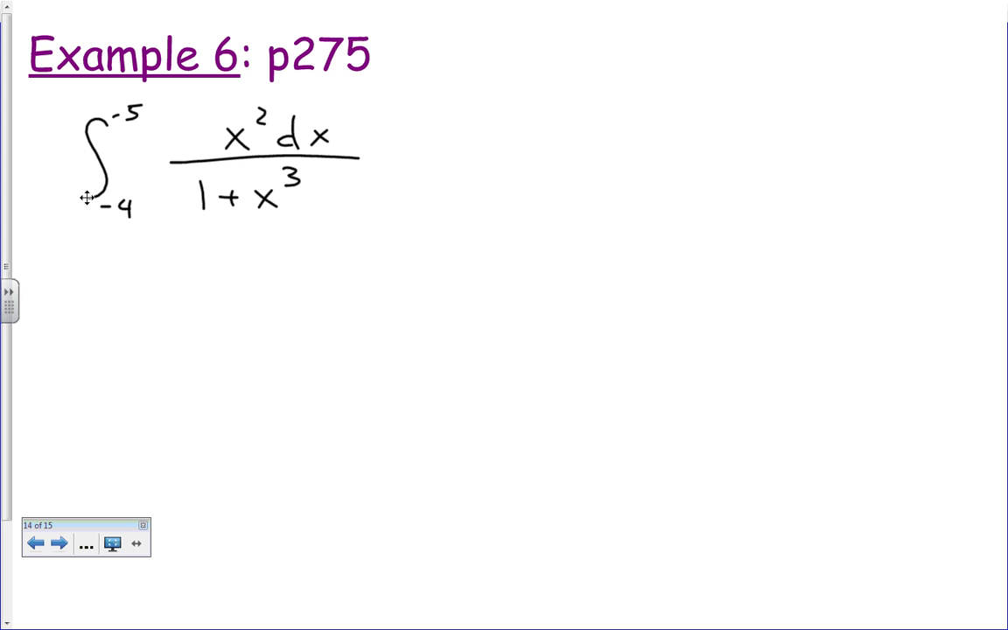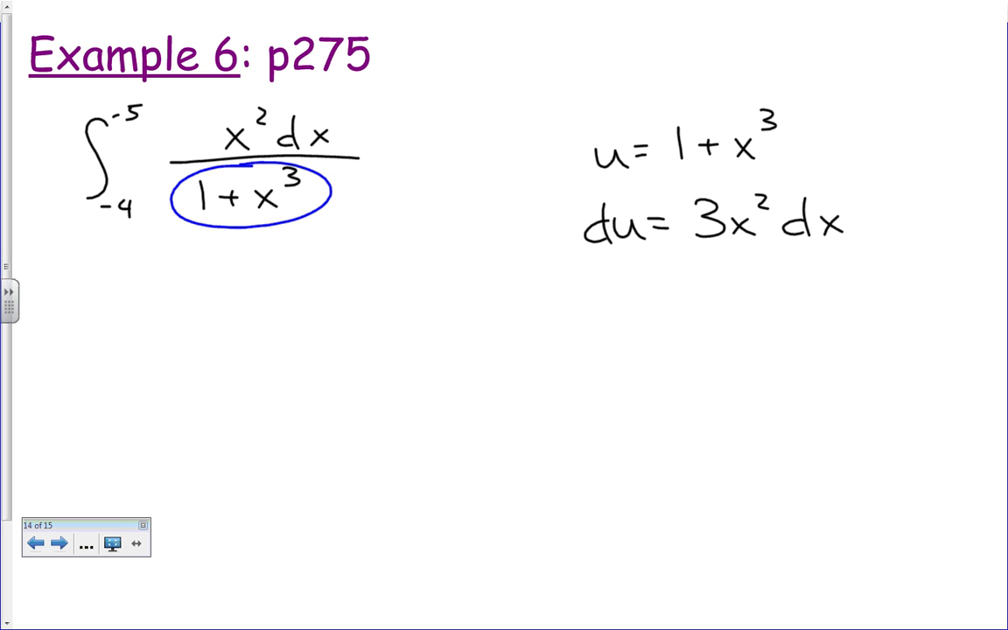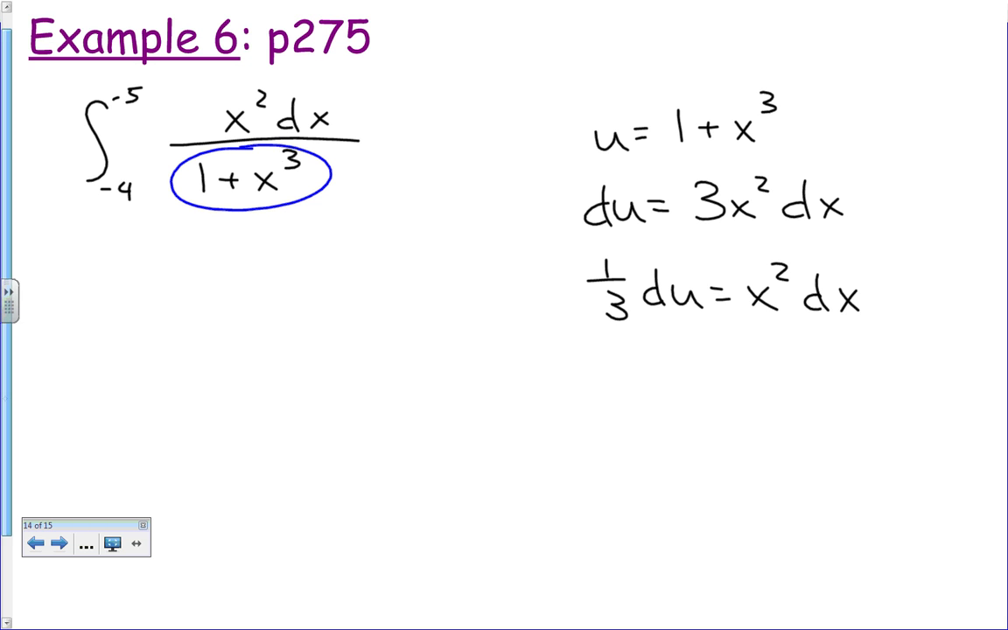I'm going to use a u substitution again. And using the fact that we know the antiderivative of a reciprocal function, now we look at the denominator as being the choice for u. That's technically still the inside function of that reciprocal function. So we have u is equal to 1 plus x cubed. So du is equal to the derivative of that, which is 3x squared times our differential of x. And you can see in my numerator I have an x squared dx. I just don't want the 3, so I'll move it to the other side. 1/3 du equals x squared dx. And now we're all set for our substitution.